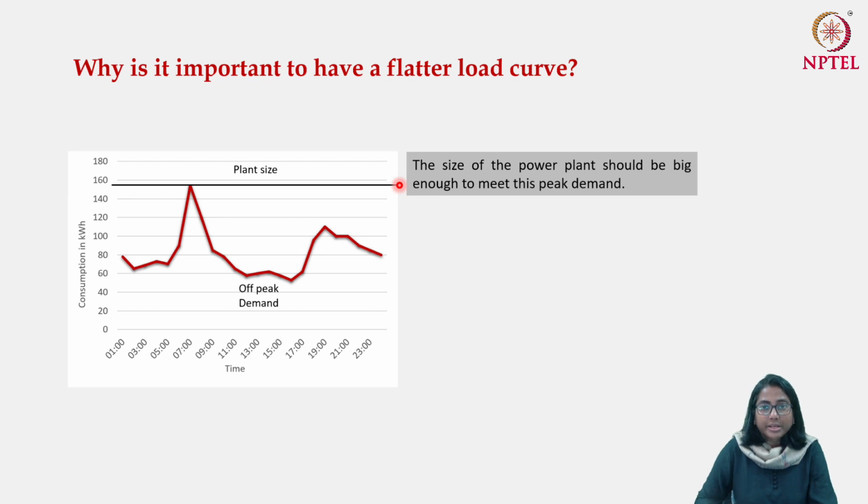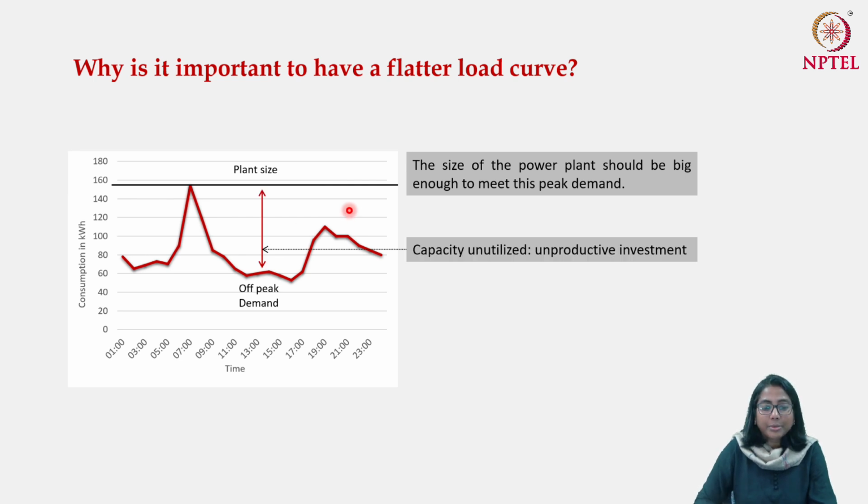During the off-peak period, the demand is pretty low. It's much less than what this plant can actually produce. Now, if the off-peak demand is lower than what the plant can produce, of course, the plant can reduce the supply of electricity by keeping some of the units non-operational, non-functional.